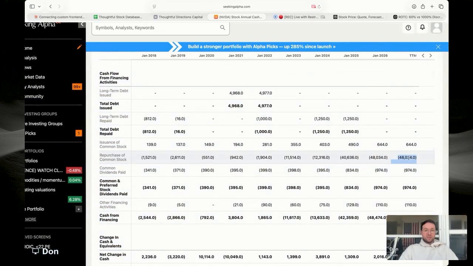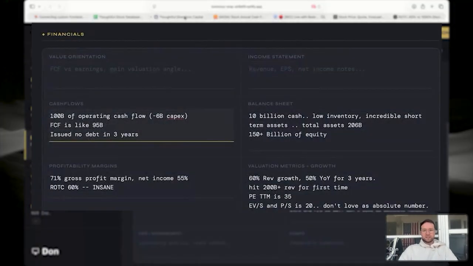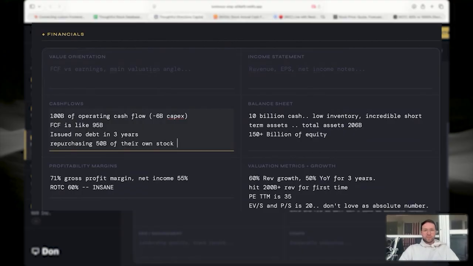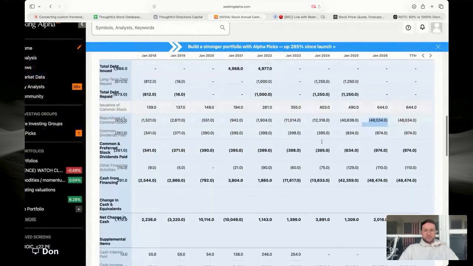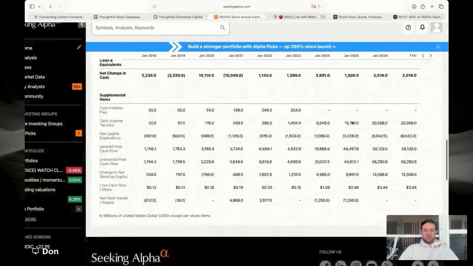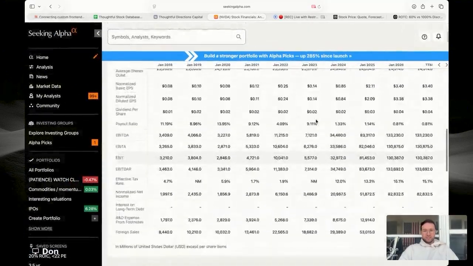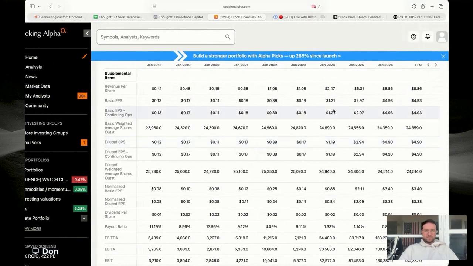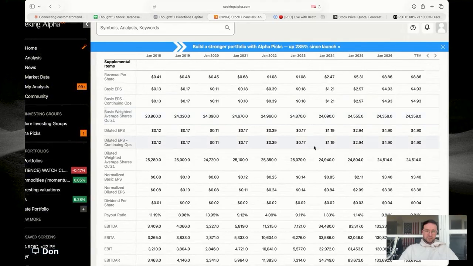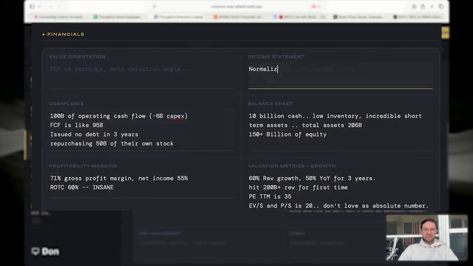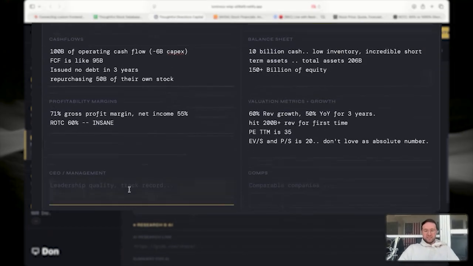They're repurchasing $50 billion of their own stock. Oh my gosh. It's just, this is a masterpiece of a business. All right, let's just go look at earnings per share. It's crazy. The earnings per share has gone up. Oh my gosh, it's just crazy. Normalized is crazy. Their normalized earnings per share went from 14 cents to 340. Oh my gosh. This company's just insane.